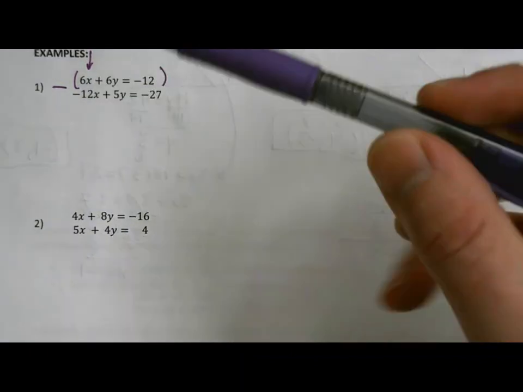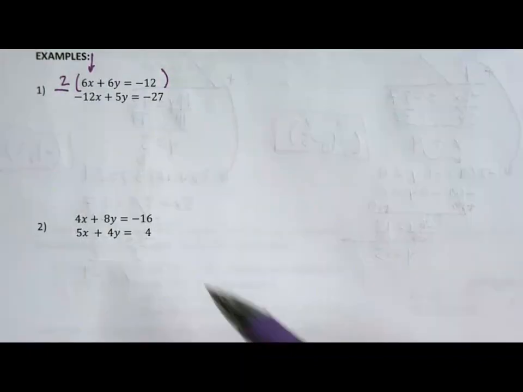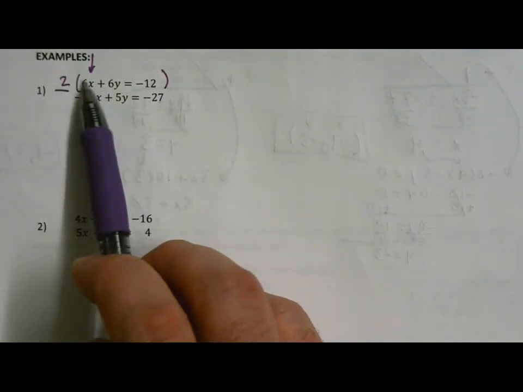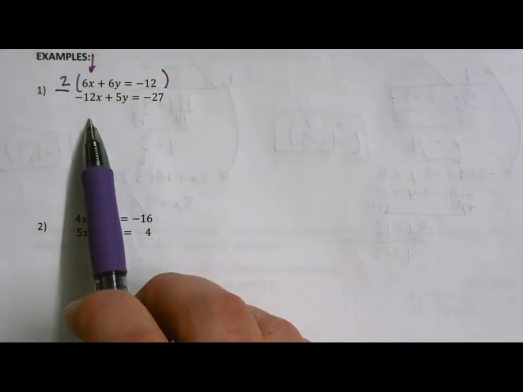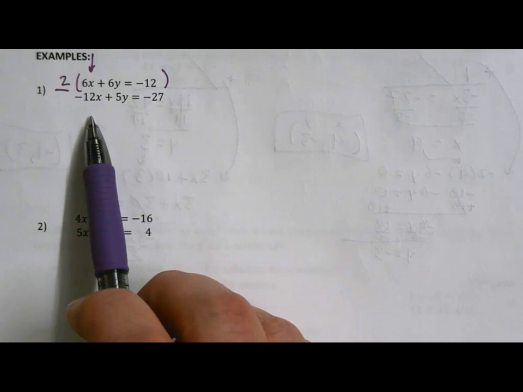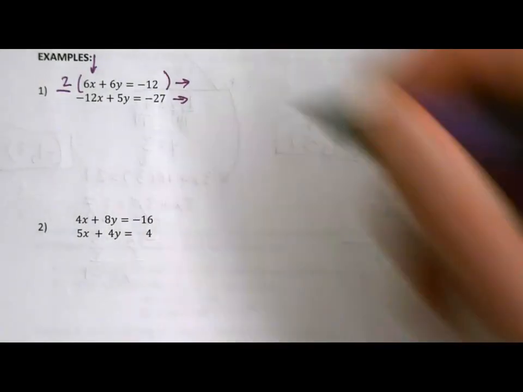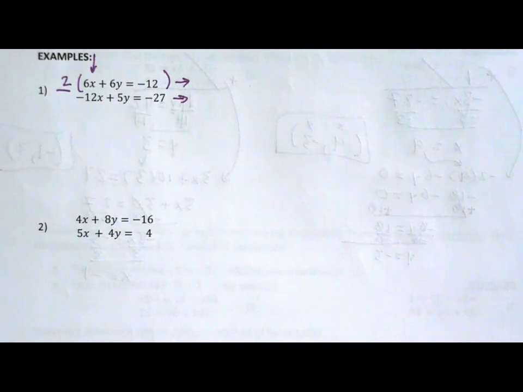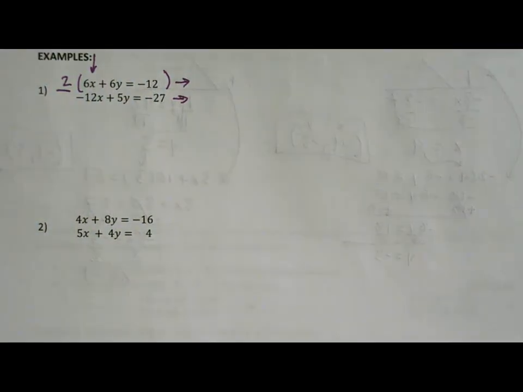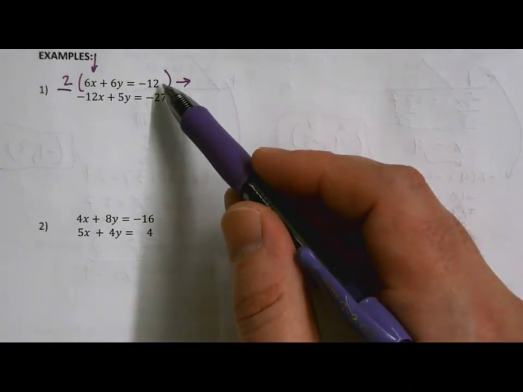I would multiply it by a 2. That would turn it into a positive 12x, right? Which would cancel with this negative 12x. Let's rewrite these equations off to the side here. Now, when I multiply by 2, I got to multiply everything in the equation by 2, including this negative 12 over here. So let's do this.